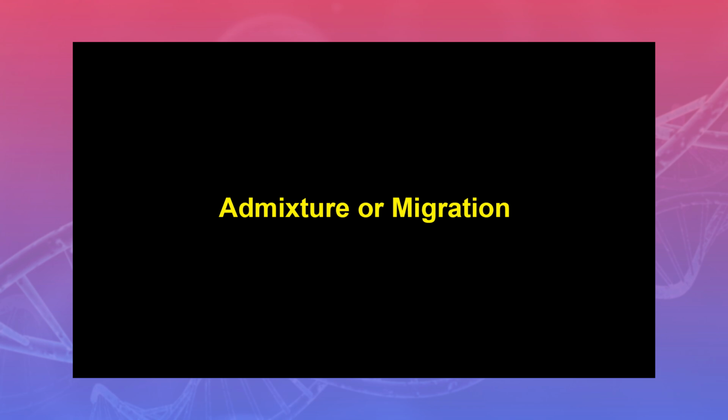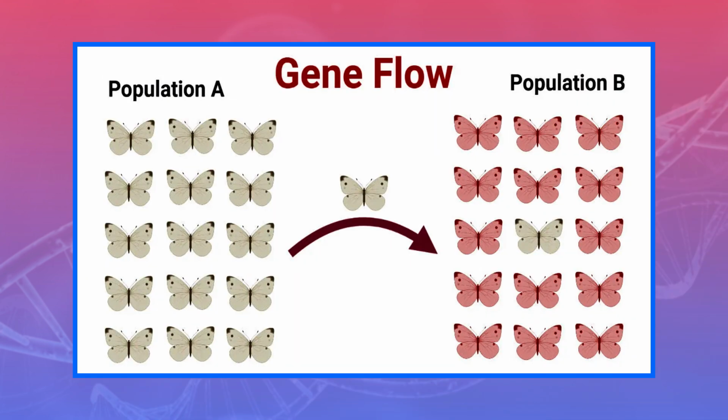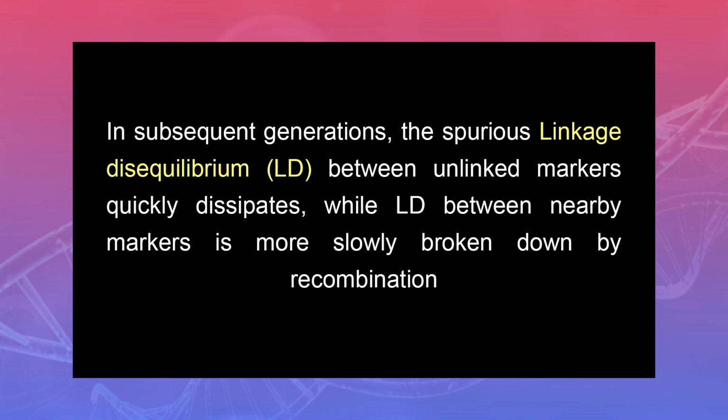Third one is admixture or migration. Linkage disequilibrium can be created by admixture or by migration, that is gene flow, between populations. Initially, linkage disequilibrium is proportional to the allele frequency differences between the populations and is unrelated to the distance between markers. In subsequent generations, the spurious linkage disequilibrium between unlinked markers quickly dissipates, while linkage disequilibrium between nearby markers is more slowly broken down by recombination. In theory, this would allow the mapping of disease genes in hybrid populations without using many genetic markers.